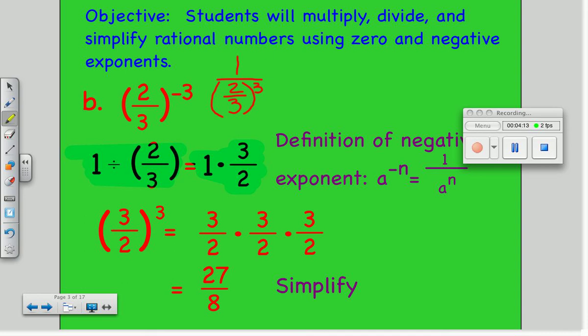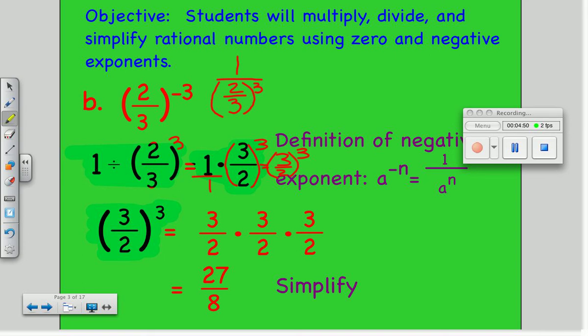What do I get when I multiply 1 times 3 over 2? 1 times 3 is 3, and if you were to put a 1 under this, 1 times 2 is 2. So I'm going to get 3 over 2. We put our exponent back on there now: 3 over 2 to the power of 3. We're keeping the exponent. So what does this mean now?